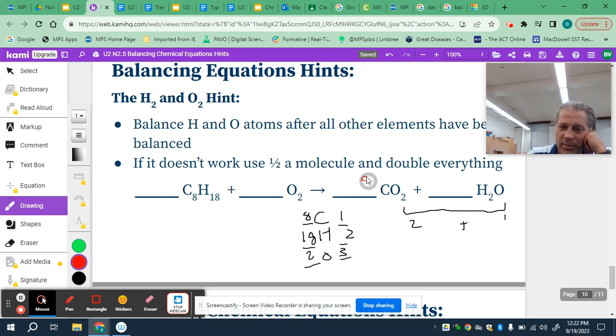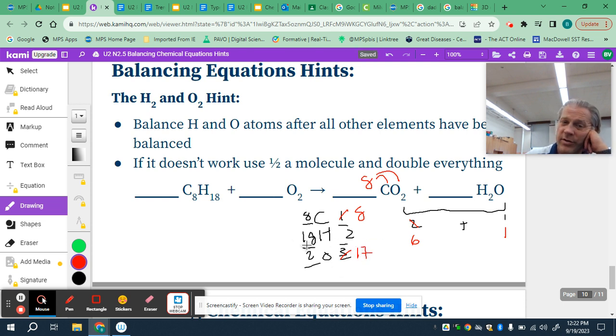So I'm going to balance my carbons first. Put a coefficient of 8 there. 8 times nothing or 1 is 8. So I'm going to put a coefficient of 8 there. 8 times 2 becomes 16 plus this 1 that's over here. So that becomes 17 oxygens.